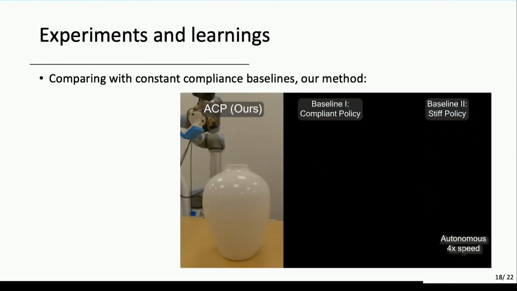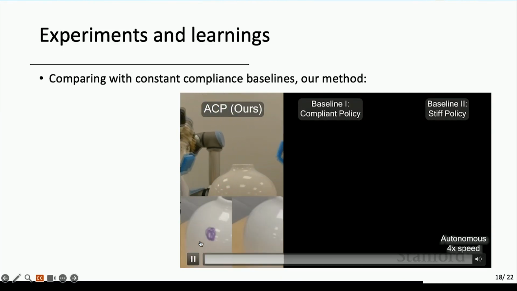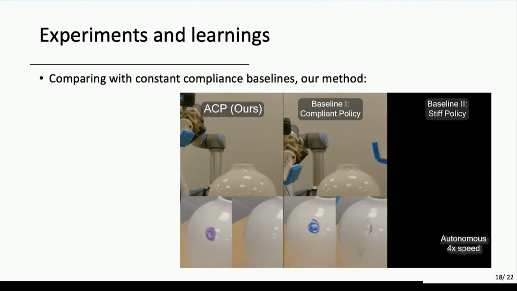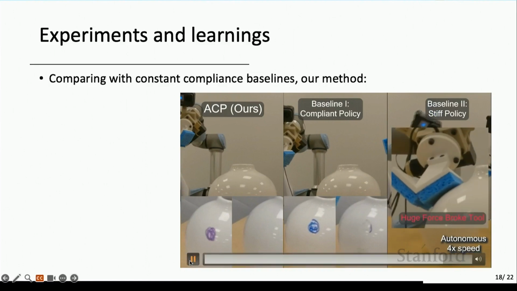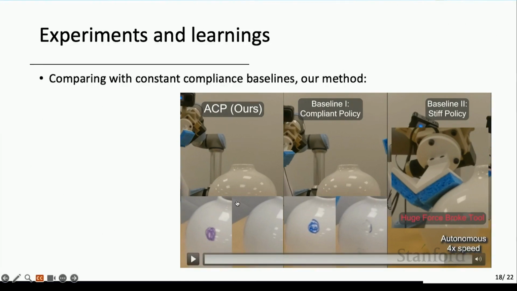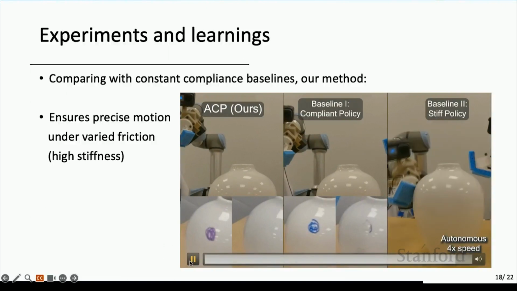So here are some evaluation results. With our method, like in this wall wiping example, our method is able to pretty reliably carry out the wiping motion. We compare the method with two baselines that use constant compliance profile. One is a high compliance policy, another is a very stiff policy, which are very typical choices in other robotics work. Comparing with the compliant policy, our method is able to ensure precise motion, even under wall friction.